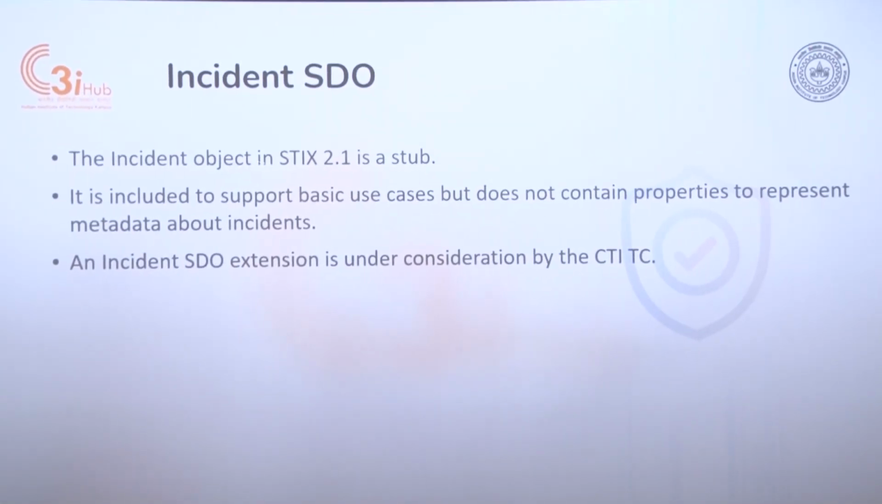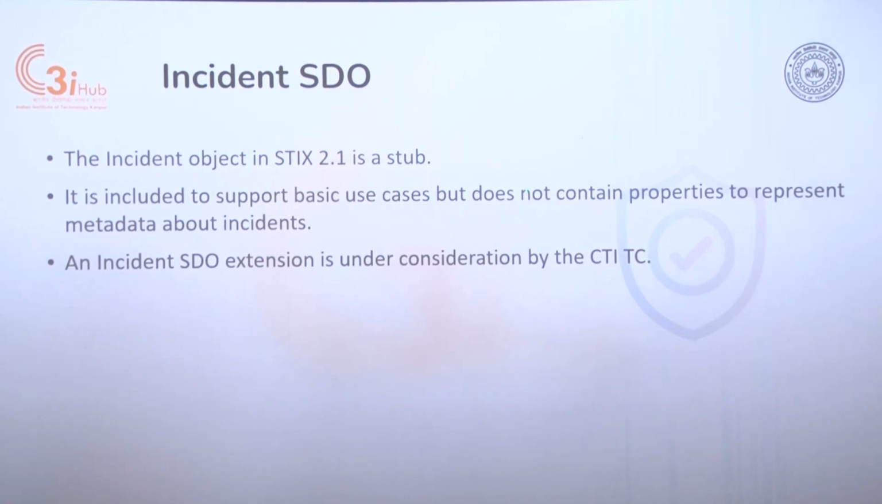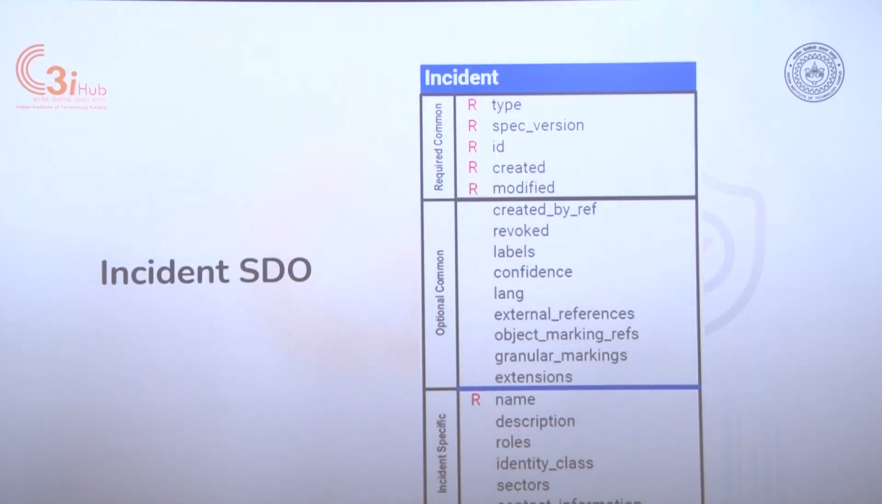The incident object is again a stub, it does not have much, it is included to support use cases, right. So, what constitutes an incident, right. So, if you see these indicators, can you say that right now I should treat this as an incident? So, that is what this incident SDO says. So, it has all these things, it has a name, but it may also have other things like which sector this incident is from, contact information, and so on, right.